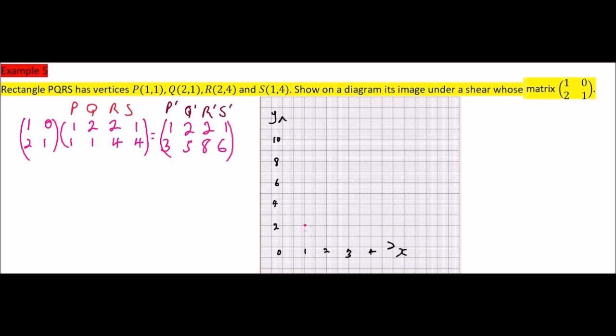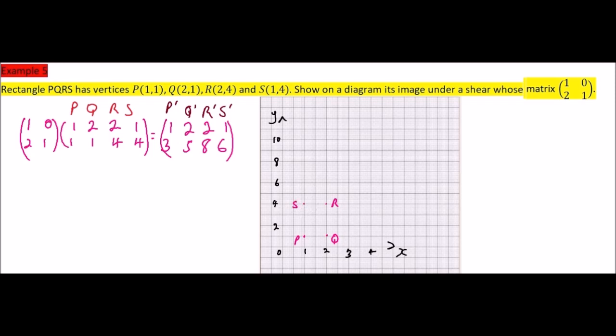Our P is at 1, 1, so this is where we have our P. Our Q is at 2, 1, so this is our Q. Then our R is at 2, 4, so R is there. Then we have our S, which is at 1, 4. That is where we have our S.